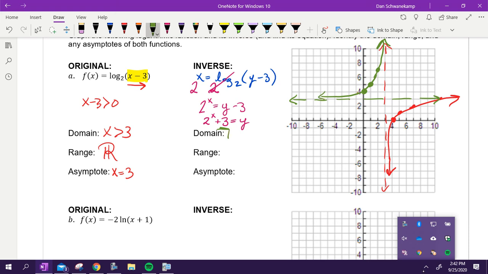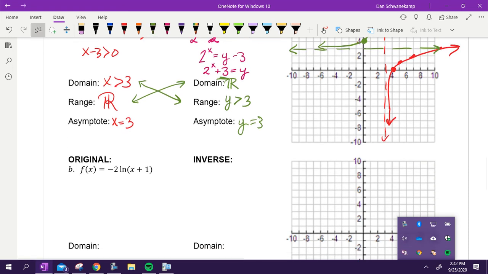Domain, all real numbers. Range, my y has to be greater than 3. Again, remember that these two things are kind of the opposites. We flip our x's and y's, so we flip our domain and range. Our asymptote line is at y equals 3. Questions on any of that?